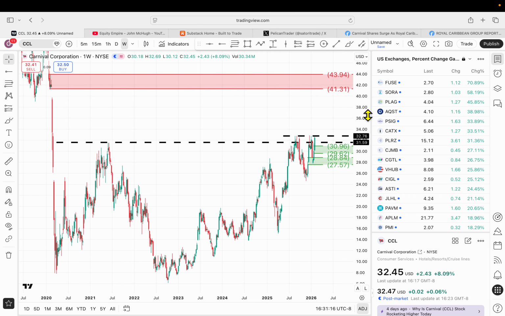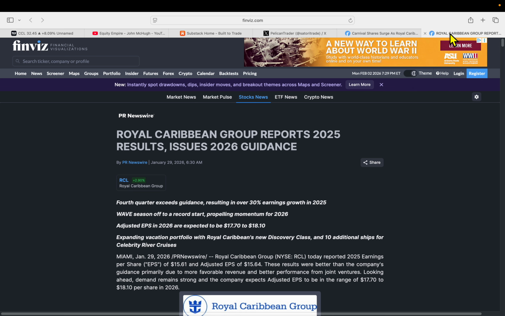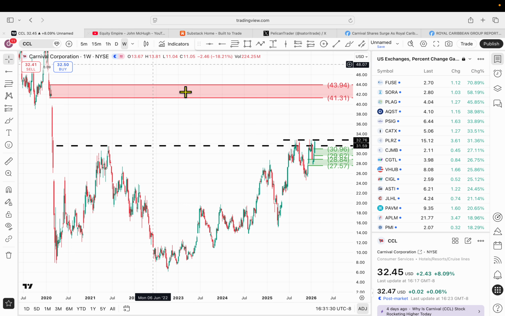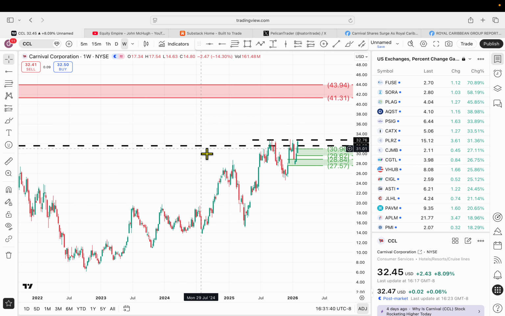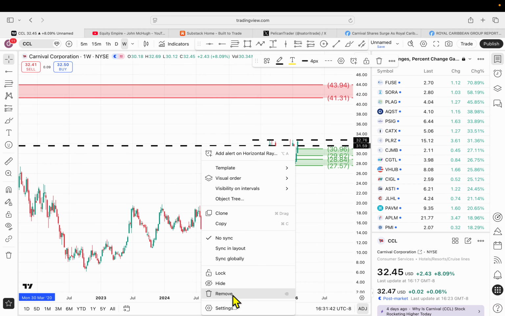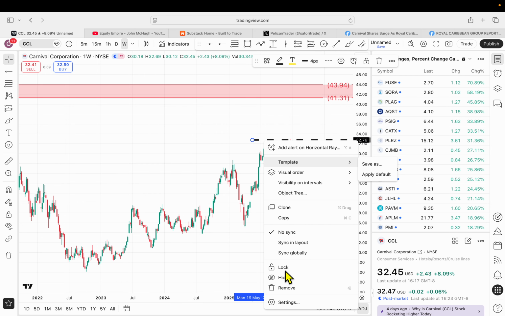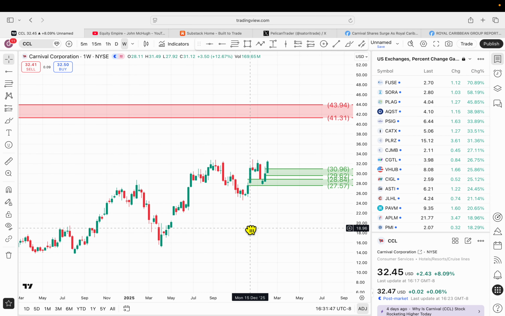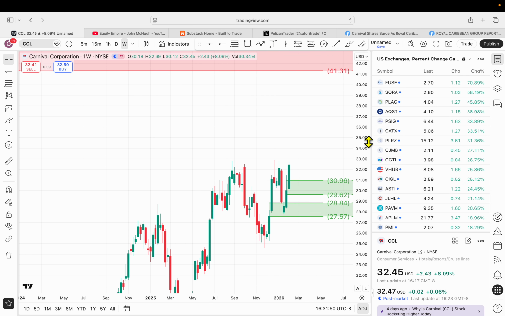Okay, so we had some pretty positive news come out last week from Royal Caribbean, one of CCL's competitors, where they exceeded guidance and issued pretty positive 2026 guidance. Okay. So it looks like there's some positive momentum building operationally with the cruise line industry. And so this may be an opportunity for traders to do a couple things. So what I'm going to do is move these breakout lines out of the way so we can actually just see the chart and start to think about a trade setup.